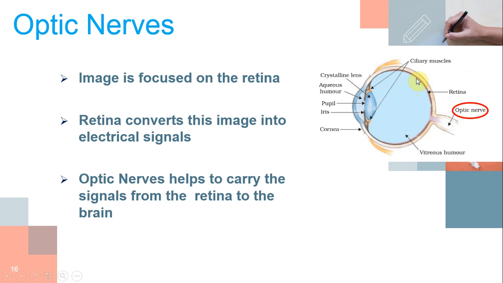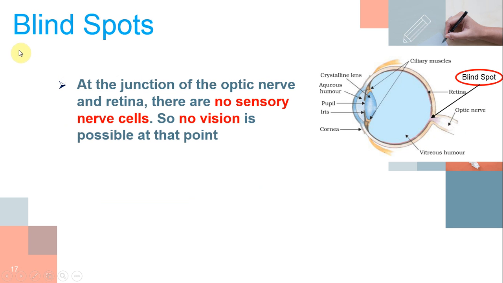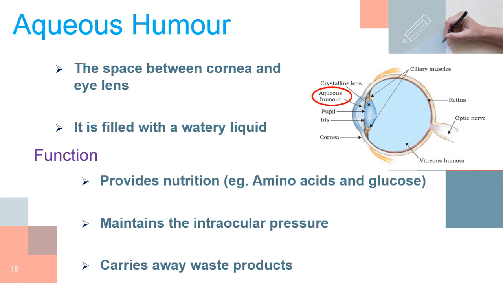This brown part at the back side of the eye is the retina. This is the optic nerve, and another one, the blind spot. So this is the retina, that is the brown color shade, and this is the optic nerve. At the junction of the optic nerve and the retina, there are no sensory nerve cells, so no vision is possible at that point.